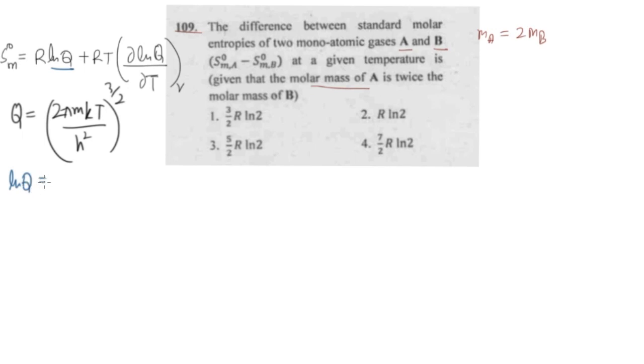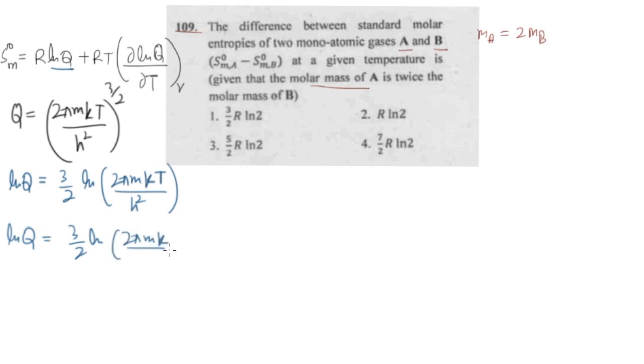So we'll take ln q, and that will be equal to 3 by 2 ln (2 pi mkT by h square), right? Because that power will come outside. And then you can take that T outside of it. So basically your ln q will become 3 by 2 ln (2 pi mk by h square) plus 3 by 2 ln T. So this is what you will get.